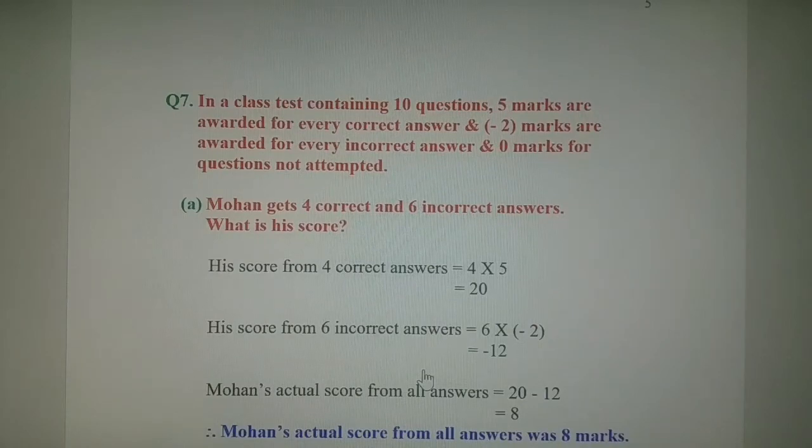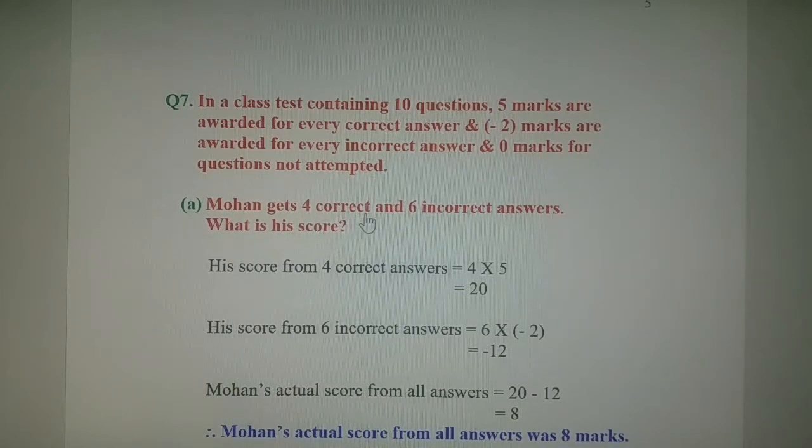Question number 7. In a class test containing 10 questions, 5 marks are awarded for every correct answer and minus 2 marks are awarded for every incorrect answer. And 0 marks are given for questions not attempted. Question number 7a, the first part of the question.